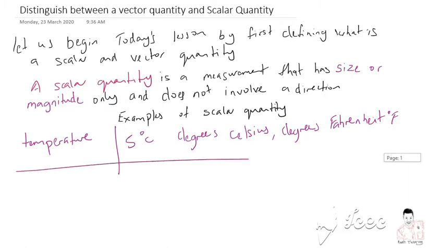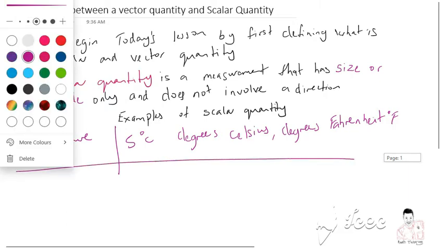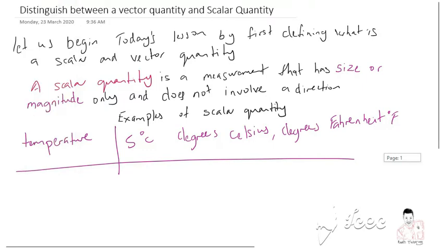Another one would be mass. Good. So mass. When you go to the supermarket or the market and you buy 5 pounds of yam, or 50 kilograms. Whenever you take that measurement, you only get a value. So we refer to that now as a scalar quantity.